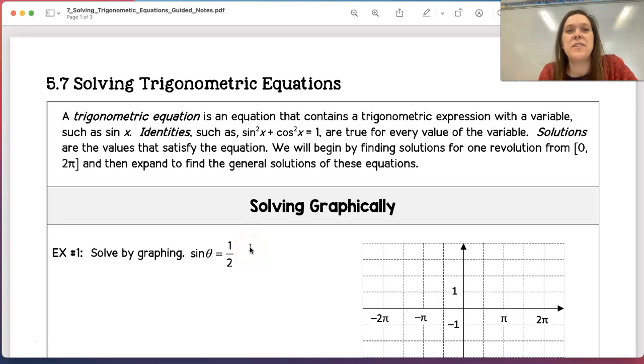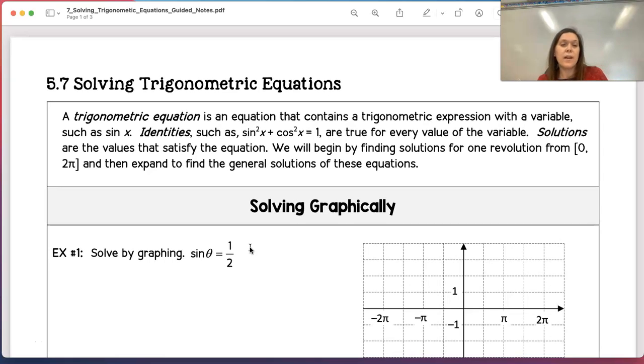Hi everyone, here are your section 5.7 notes. We're going to be pulling it full circle. We started some trig equations prior, so now we're just going to sum it all up and make sure we're good to go with solving trigonometric equations.